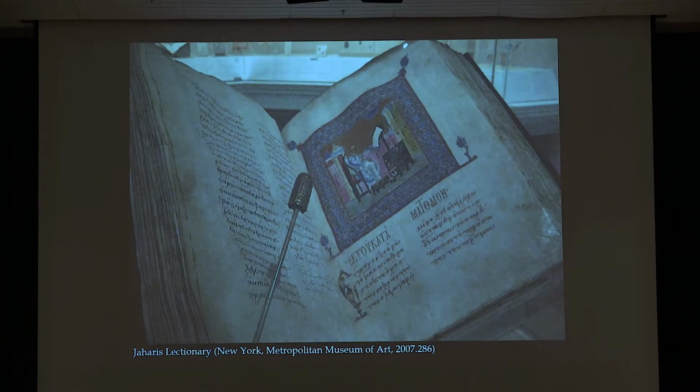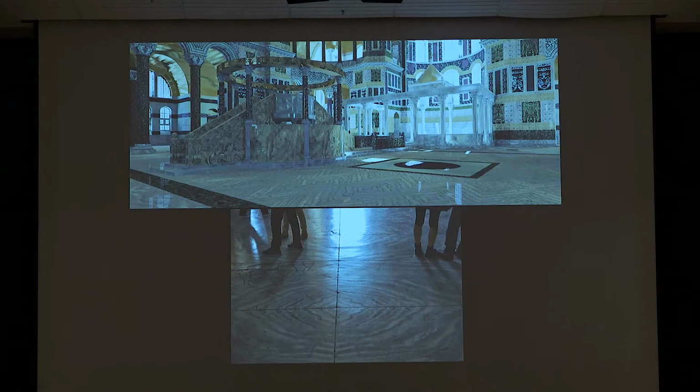The work would have been read with these wonderful enameled pointers to keep track of where they are in the text. And then they would have been read in particular from this very luxurious pulpit, what the Byzantines called an ambo, which was described as an island coming into an ocean in this space.